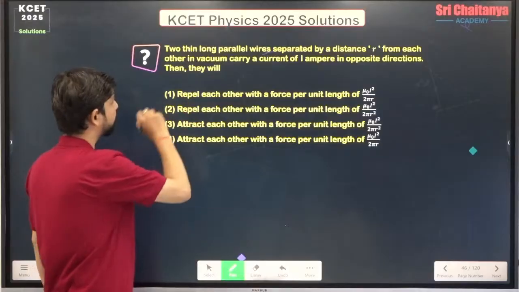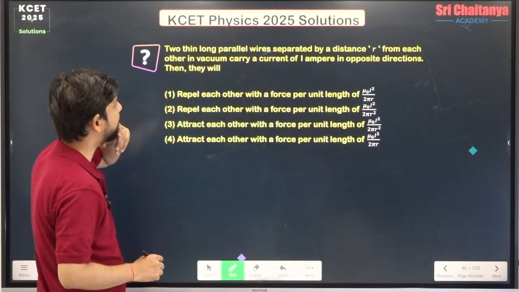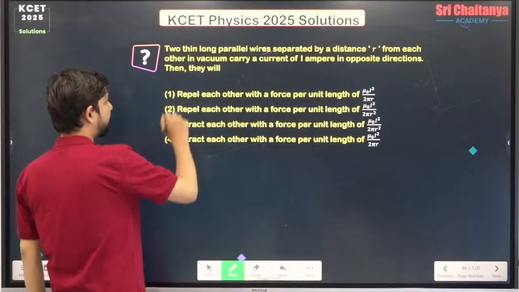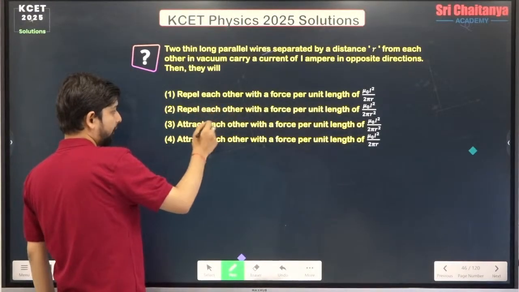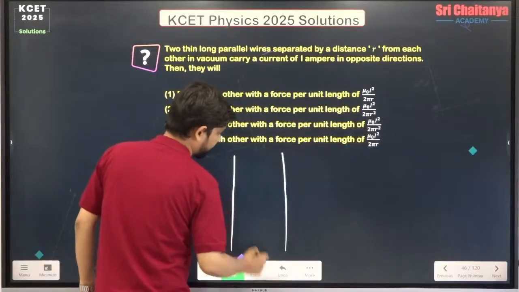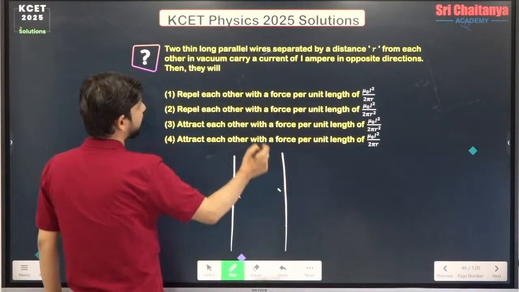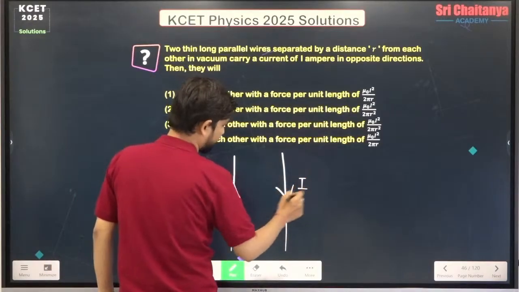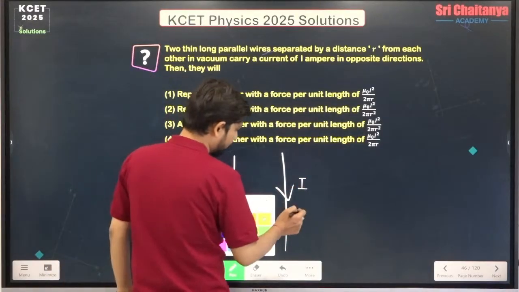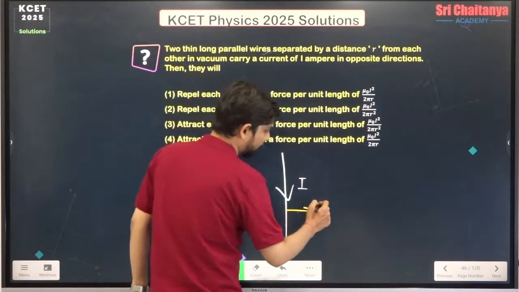So here two thin long parallel wires separated by distance r from each other in vacuum carry a current of I ampere in opposite directions. Then we have to find whether they are going to repel or attract each other. So first we are going to talk about this. They have current in the opposite direction. When the current in parallel wires is in the opposite direction, they are going to repel. They are not going to attract.